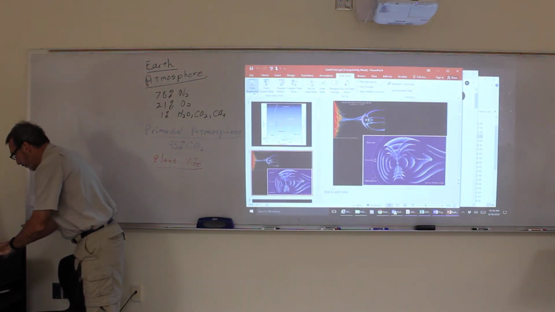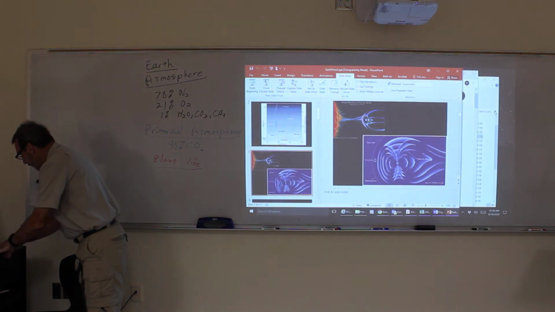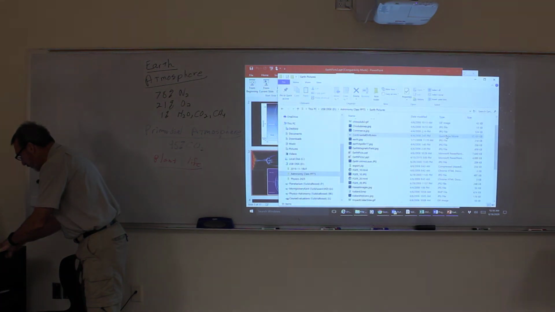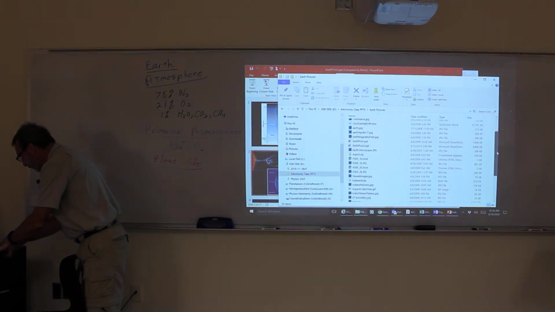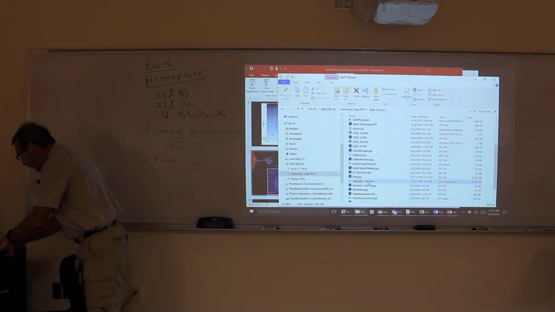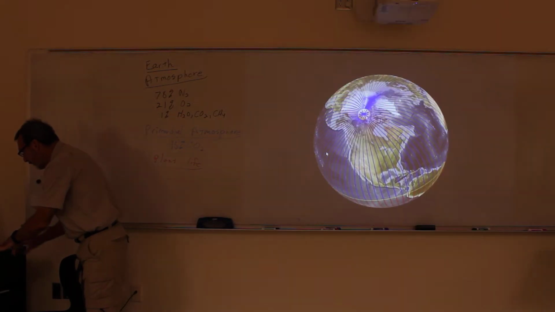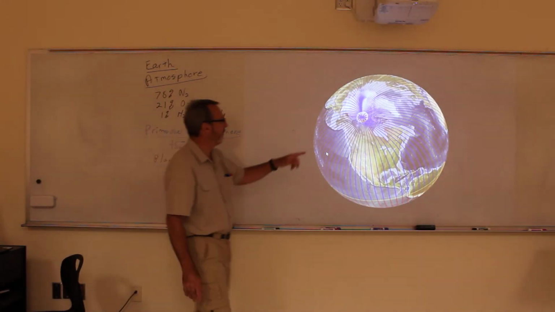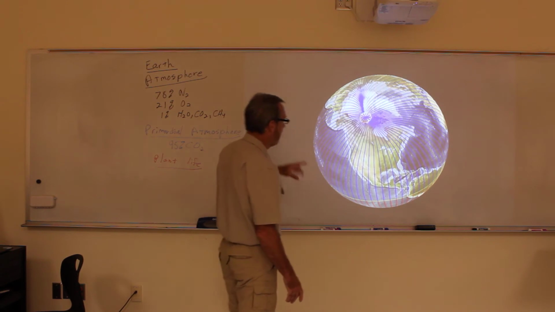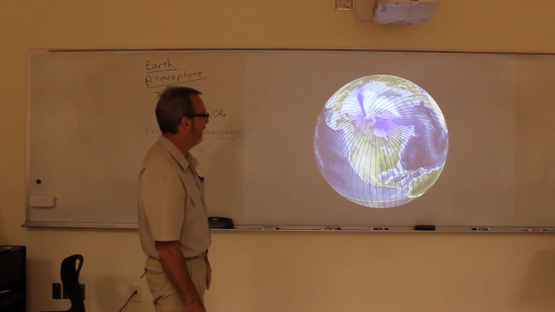And so what happens is, I think I have a video here, hold on a second. Magnetic lines. And so you can see here, this shows the north magnetic pole and how it's moving around over time. It changes positions.